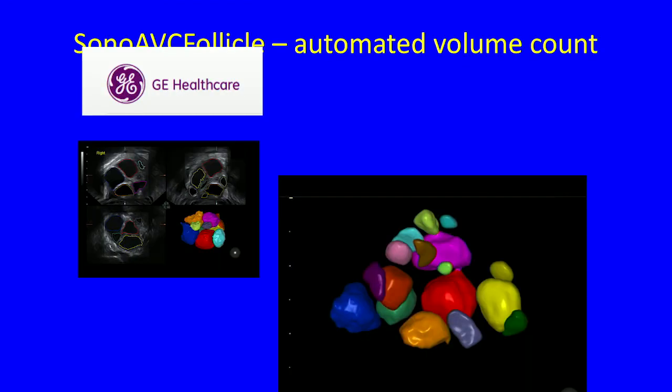You can do more with ovaries. You can do the automated volume count or count follicles. I don't do that, but there's a software package for people who work in fertility units.